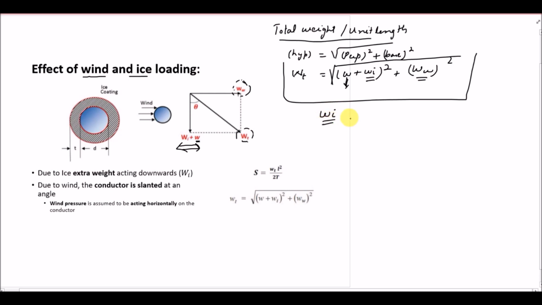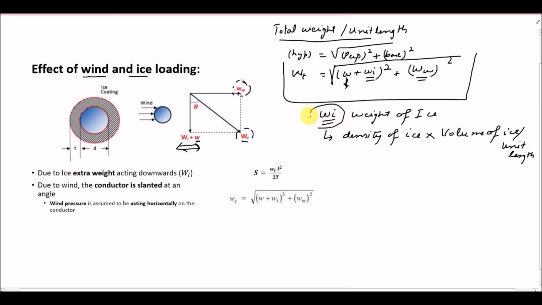So we will be starting from Wi, which is the weight of the ice. Now if I have to calculate Wi, it is the multiplication of density of ice and volume per unit length. So this is the formula for the calculation of weight of ice. First we have to calculate the volume of ice, and we will know the density of ice, and we will just multiply that and we will get the weight of ice.